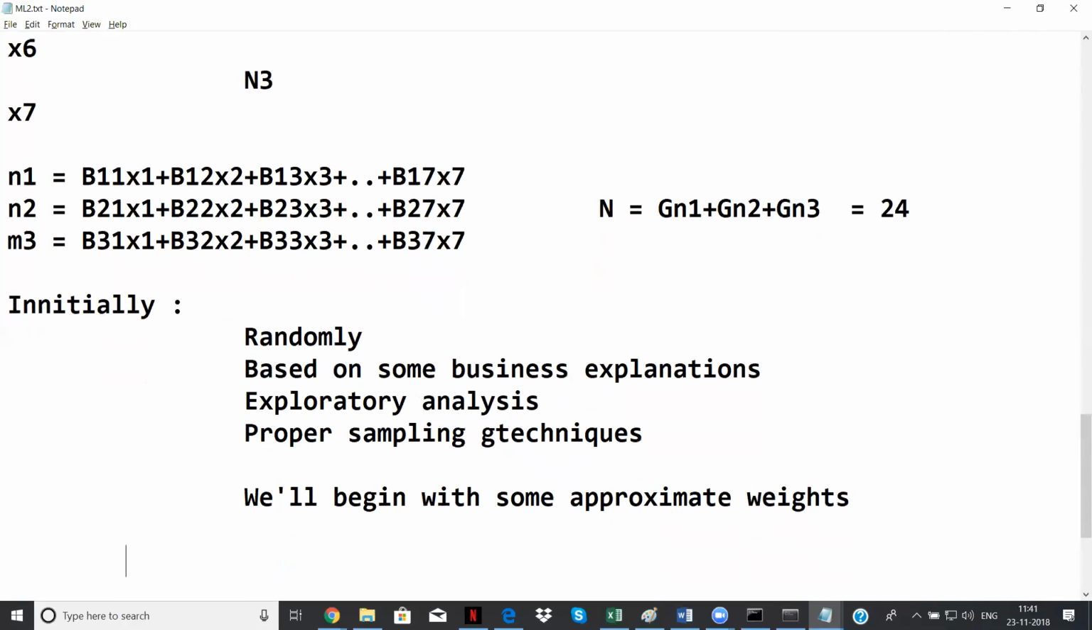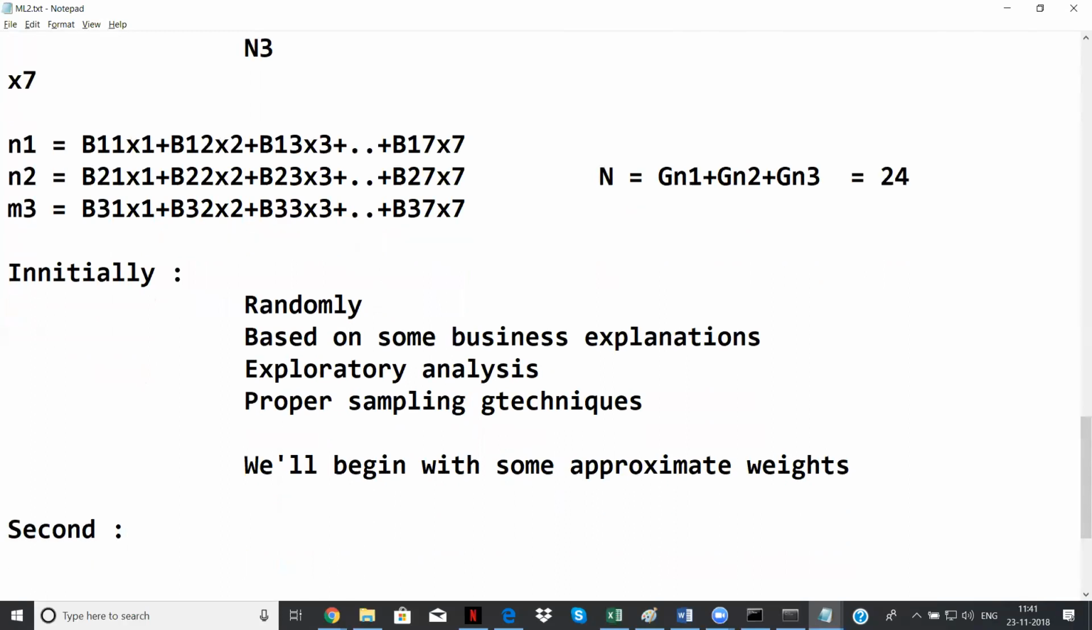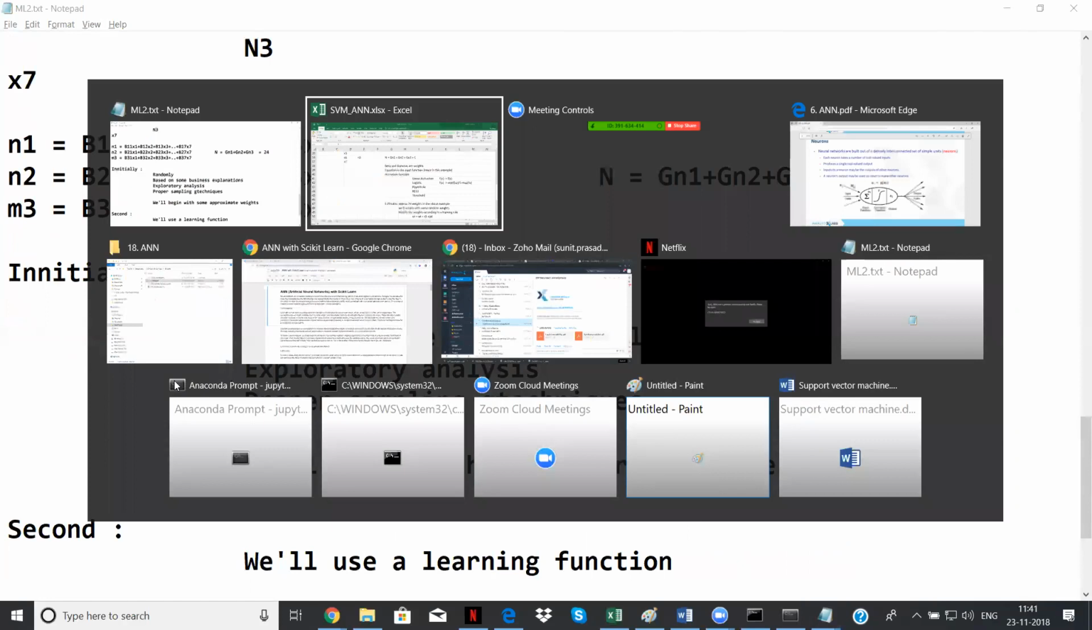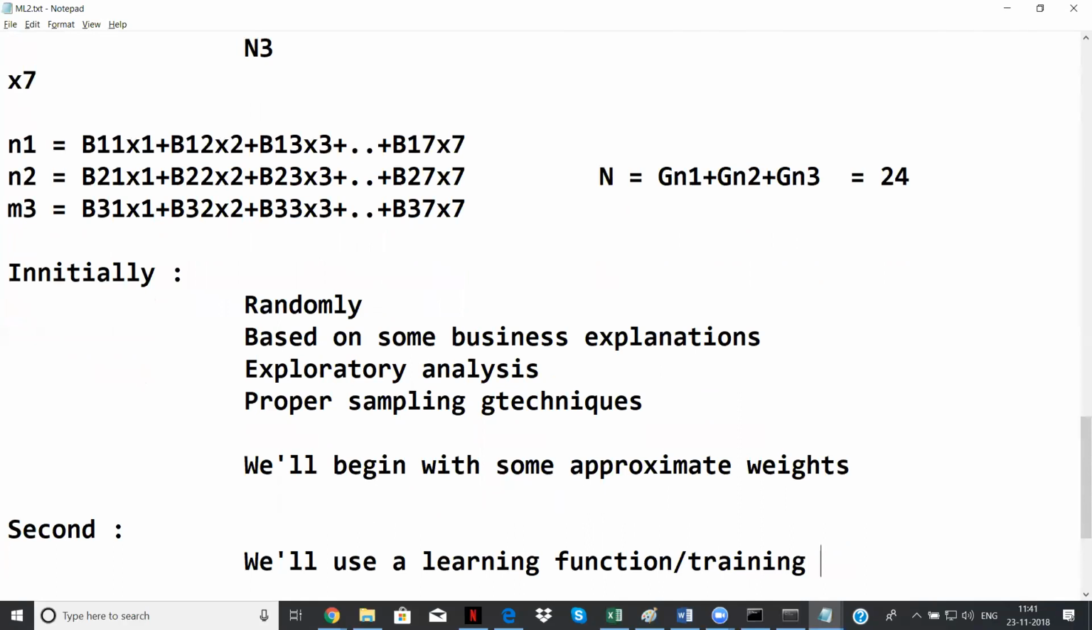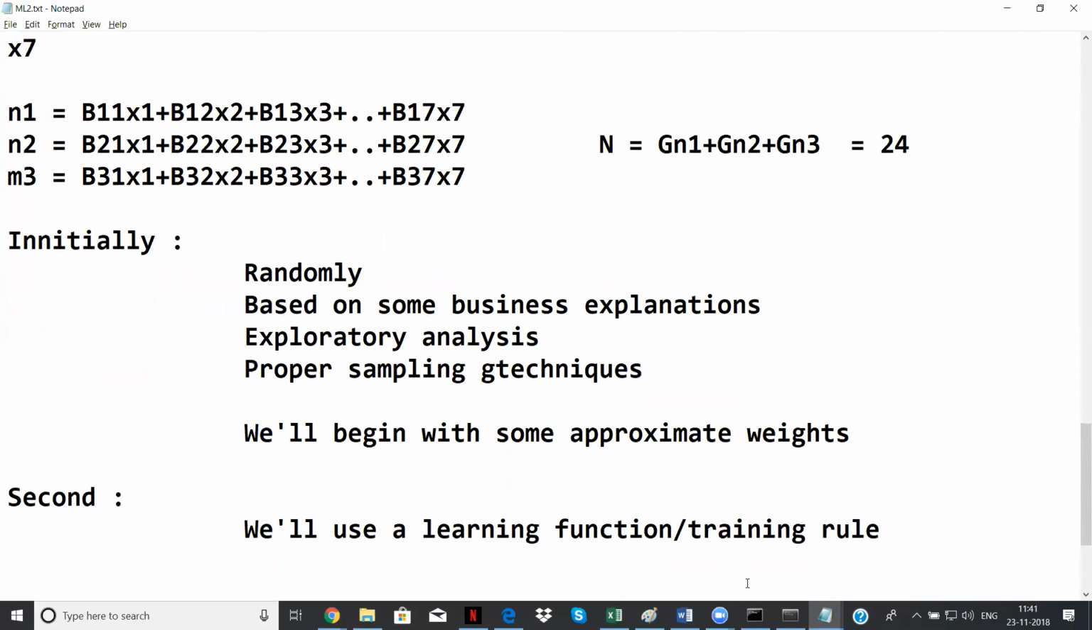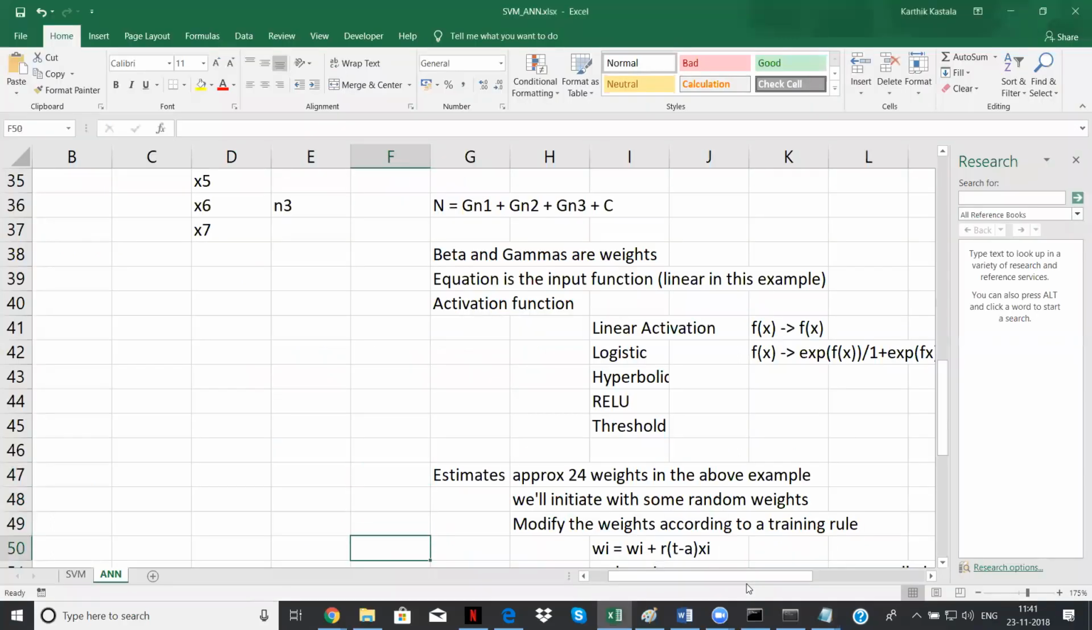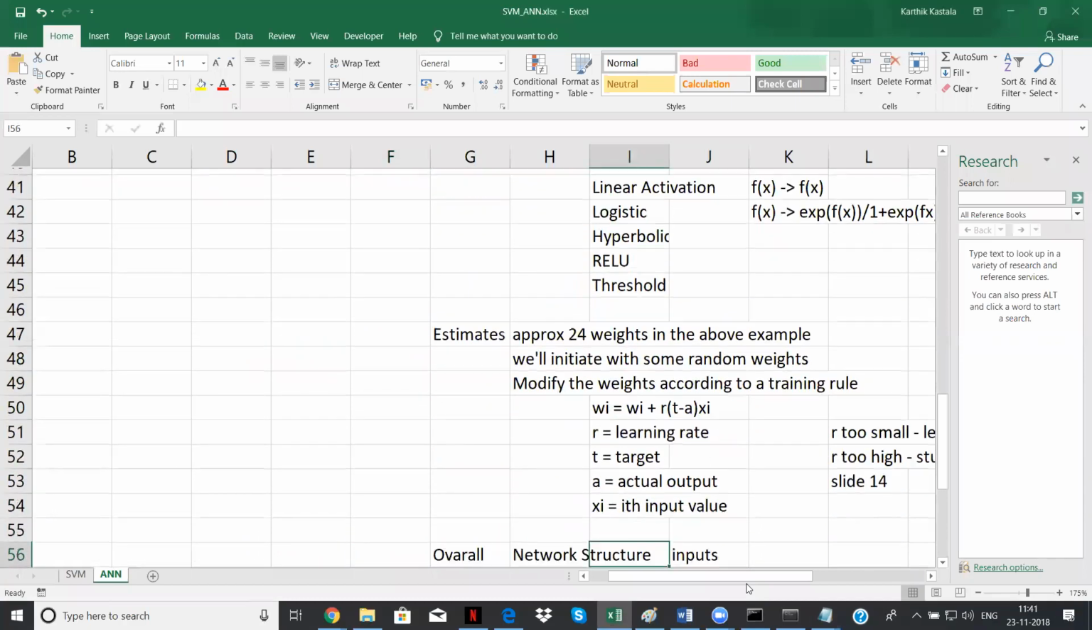Now, next up, second, we will use a learning function or a training rule. This rule will help us modify the weights. Is that clear to all? So here we go. This equation is written something like this.